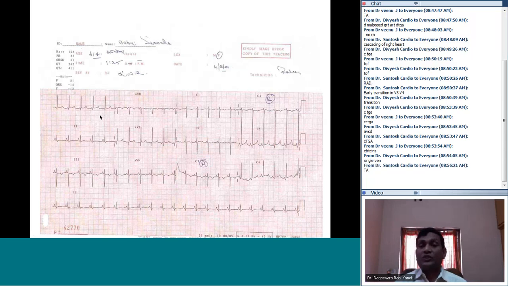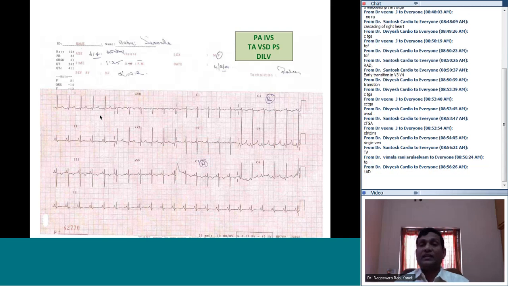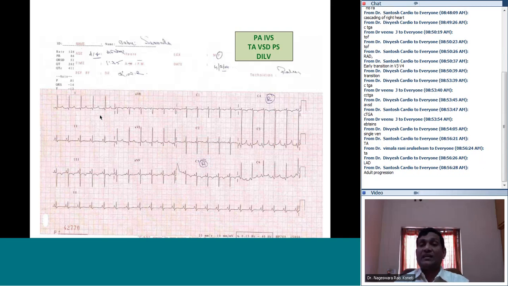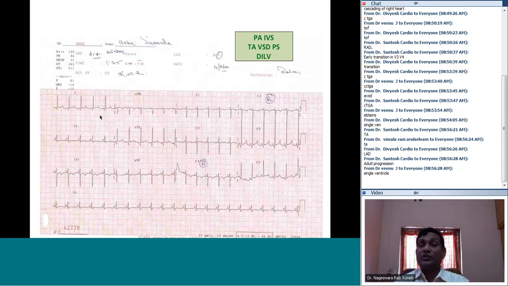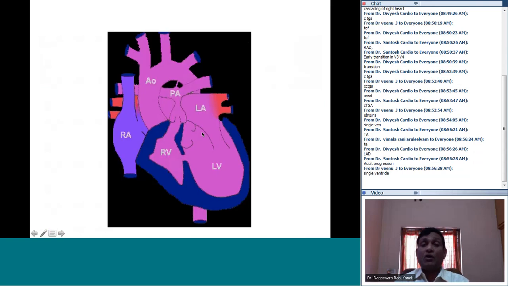So tricuspid atresia, very good. Tricuspid atresia, pulmonary atresia, VSD, double outlet, double inlet left ventricle, nothing but a single ventricle. So remember these conditions when you are talking about a left axis deviation and there are left ventricular forces, that means LV dominance, and right ventricular forces are absent. That is how in case of tricuspid atresia, the right ventricle is too small and the left ventricle is dominant.